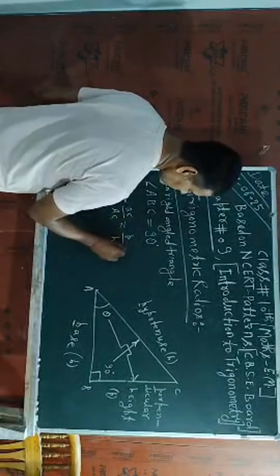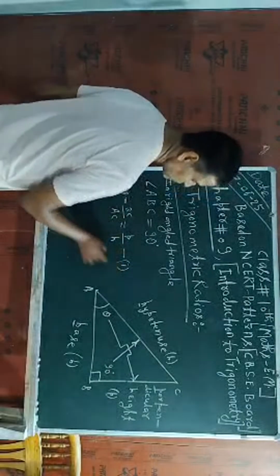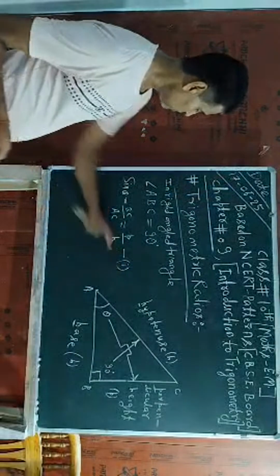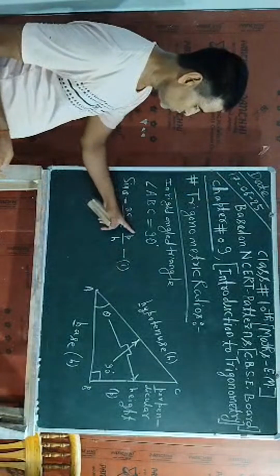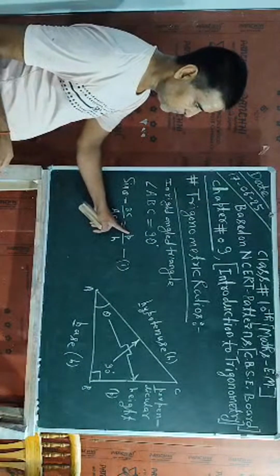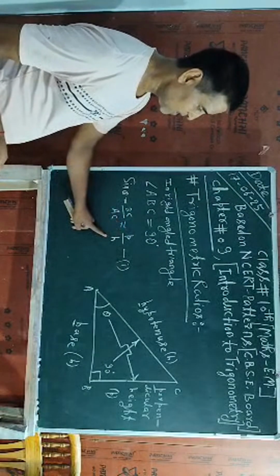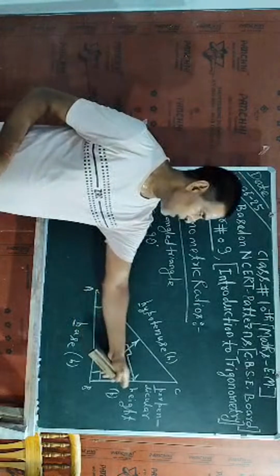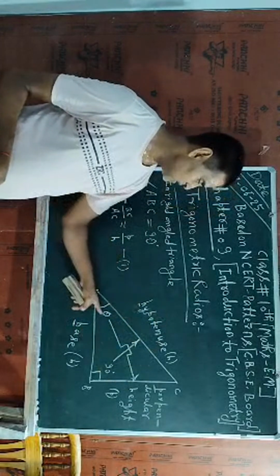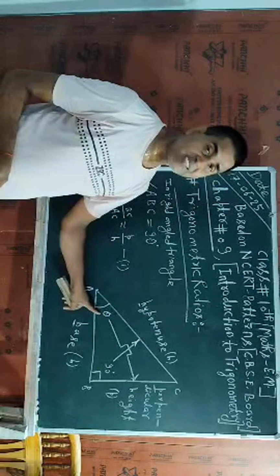So this is one trigonometrical ratio, and I am going to write it as equation number 1. So sin theta is equal to P divided by H, which means P, the perpendicular height, divided by the hypotenuse. Perpendicular height divided by hypotenuse, that will be the sin theta.